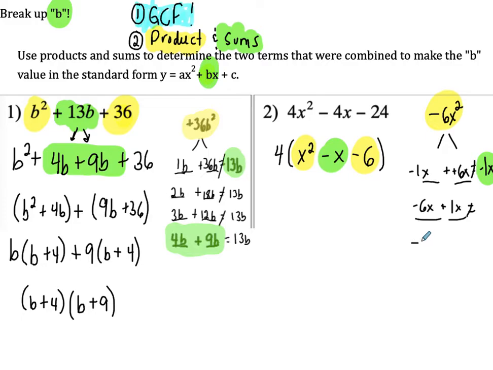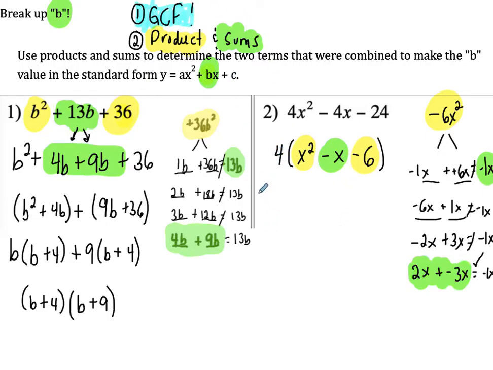So I could have negative 2x plus 3x, which gives me positive 1x, but I'm starting to think that I might be on the right path here. So that's positive 1x, but I need it to be negative 1x. So how about positive 2x plus negative 3x? Does that equal negative 1x? And indeed that one does. So there we go. I've identified my two terms that I can break that middle linear term up into.